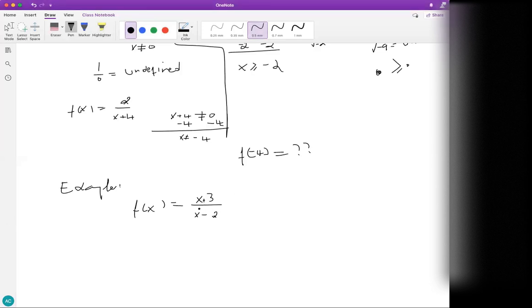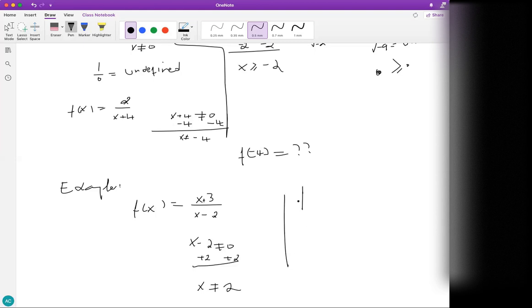Okay, so just the last couple examples. So again, when you see a function like this, you say the denominator cannot be 0. That's it, that's all you have to do. And then solve this to find x. So you say x cannot be 2.